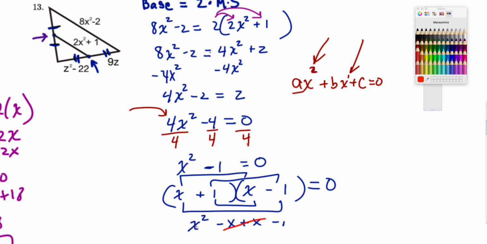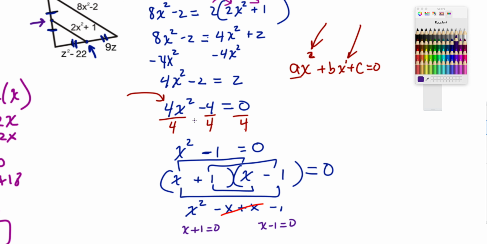So this was the correct factoring of this quadratic. x plus 1, we're going to set this one equal to 0, and then this one over here, x minus 1 equals 0. So our final answer is x equals negative 1 or positive 1. And either or both work.